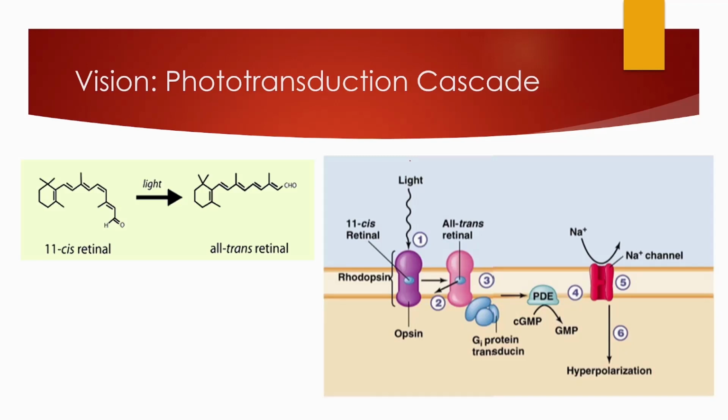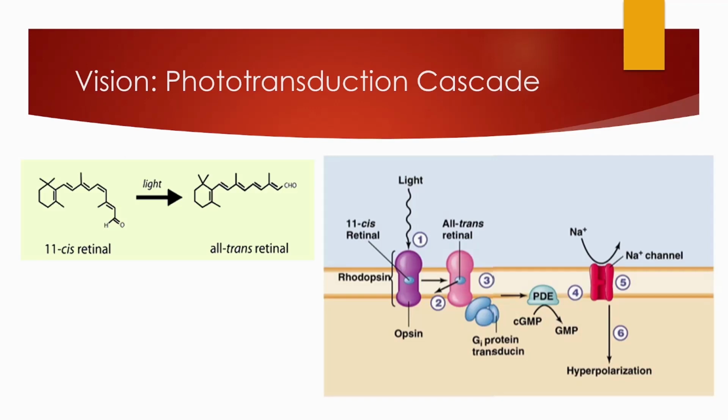So, when light hits rhodopsin, the cis-retinal inside of it will change into trans-retinal, therefore changing the conformation of rhodopsin. This will cause transducin... Where is transducin? I guess it's not drawn on here. Oh, it is here. I'm so sorry. This will cause transducin to break off from rhodopsin and activate phosphodiesterase, or PDE. PDE will convert cGMP to GMP.